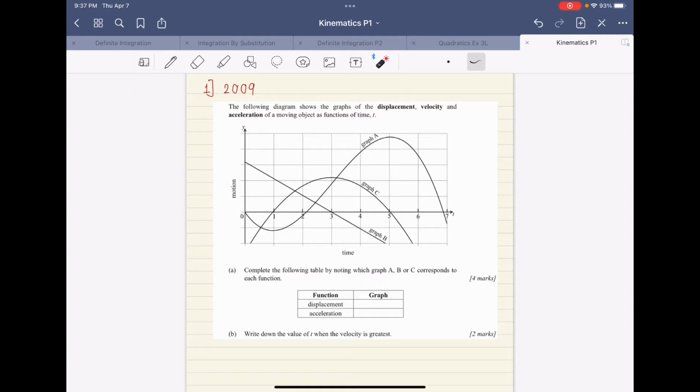2009 paper 1 time zone 1. The following diagram shows the graphs of displacement, velocity and acceleration of a moving object as a function of time t. Complete the following table by noting which graphs A, B or C corresponds to each function: displacement, acceleration. They didn't ask anything about the velocity. Write down the value of t when the velocity is greatest.